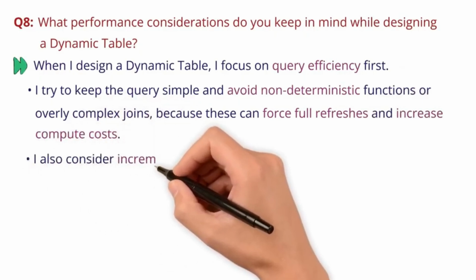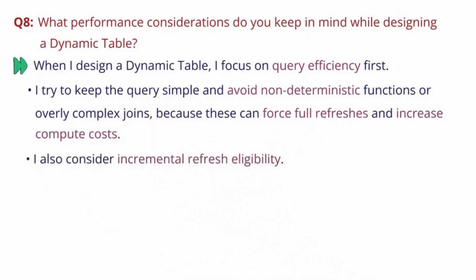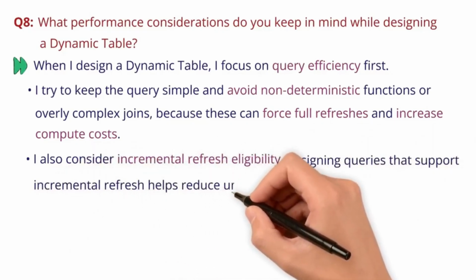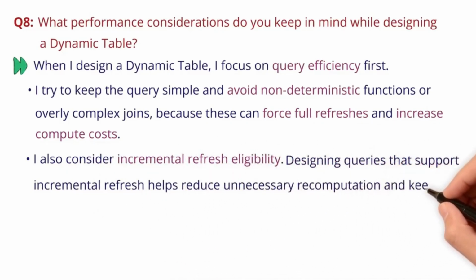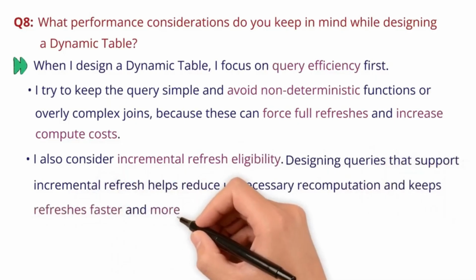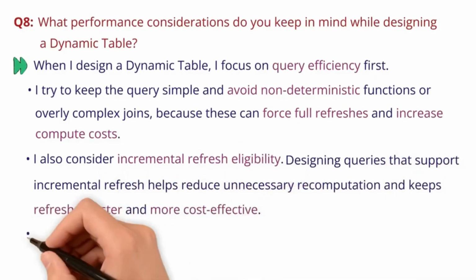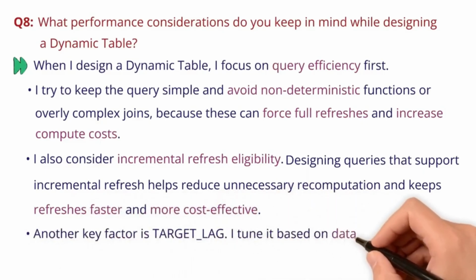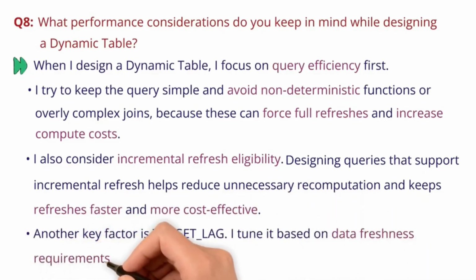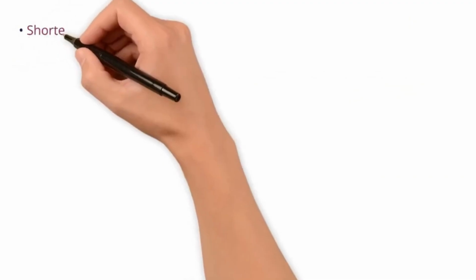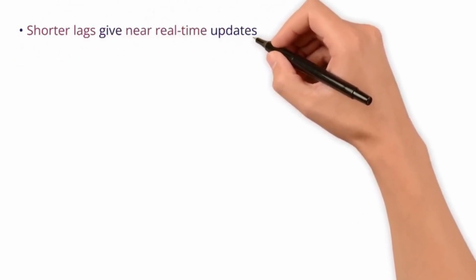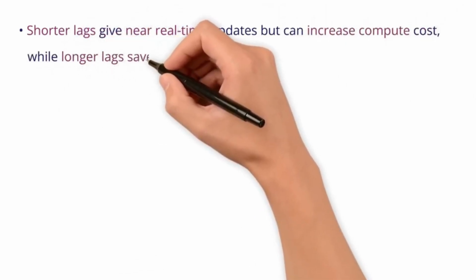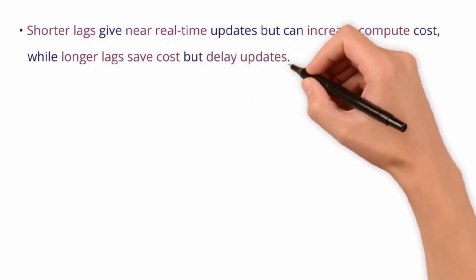I also consider incremental refresh eligibility. Designing queries that support incremental refresh helps reduce unnecessary recomputation and keeps refreshes faster and more cost-effective. Another key factor is target lag. I tune it based on data freshness requirements and compute cost. Shorter lags give near real-time updates but can increase compute cost, while longer lags save cost but delay updates.